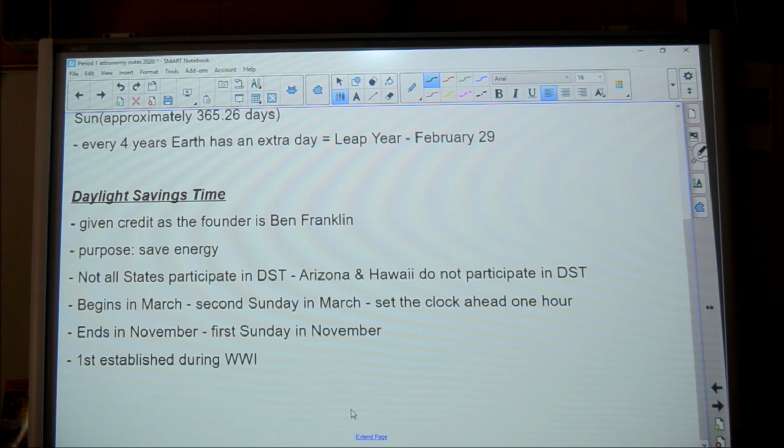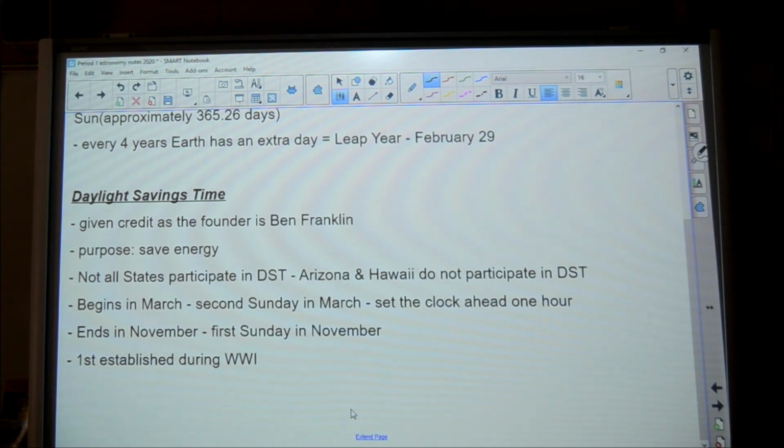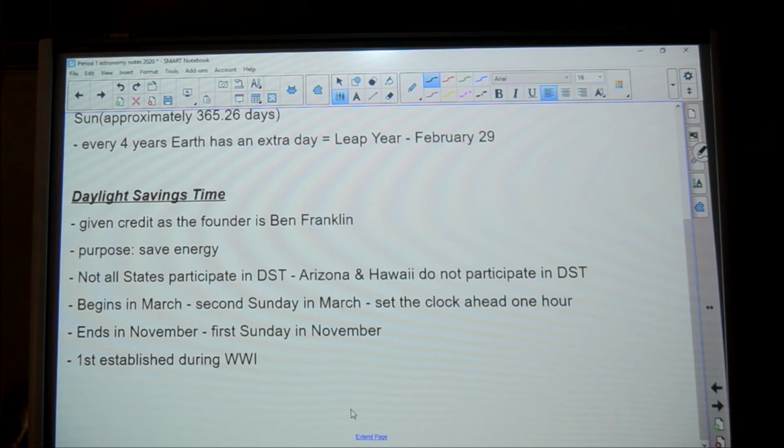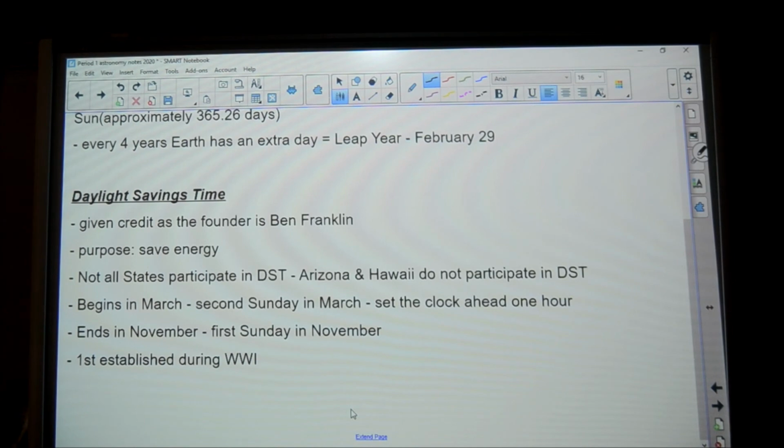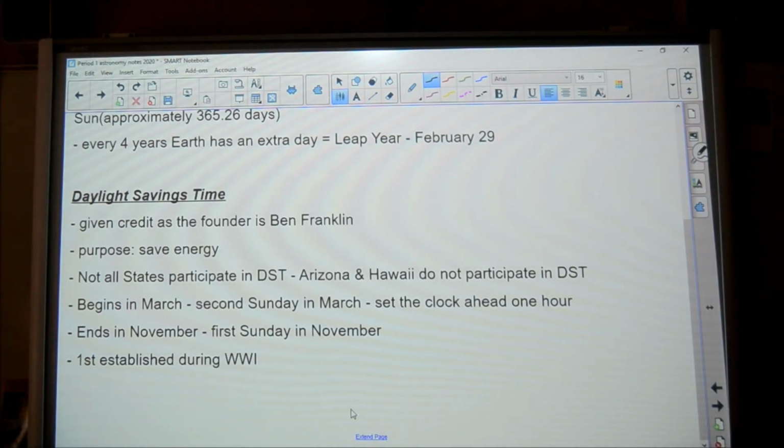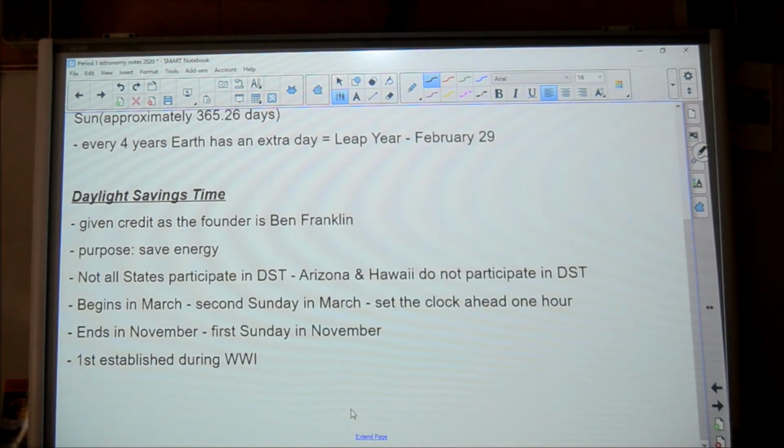Daylight savings time for us in March is when we actually set the clock ahead an hour. So you got to school an hour earlier. It was darker for you in the morning. But when you went home, you had more daylight in the evening. Now, daylight savings time ends in November. So that means we set the clocks back an hour, so you get that extra hour of sleep. It's a little darker at night, a little lighter in the morning. It was first established during World War I.